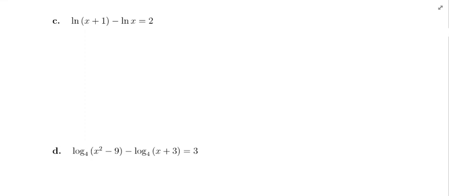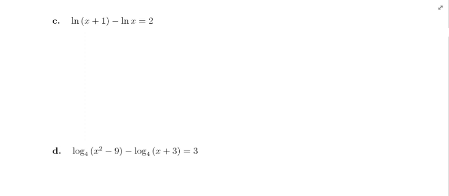In example 1c, the equation we're trying to solve is the natural log of x plus 1 minus the natural log of x is equal to 2. Okay, so again, the first thing you're going to want to do is recognize this as a logarithmic equation. There's an equal sign, so it makes sense to solve for x, and we've got logarithms.